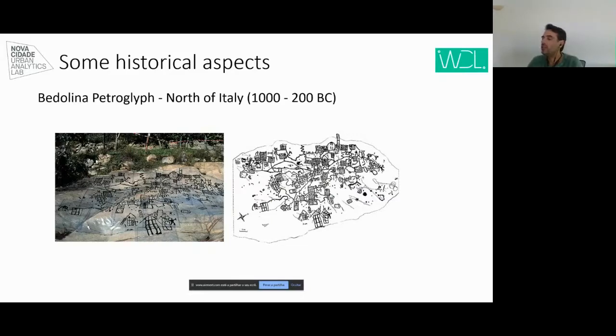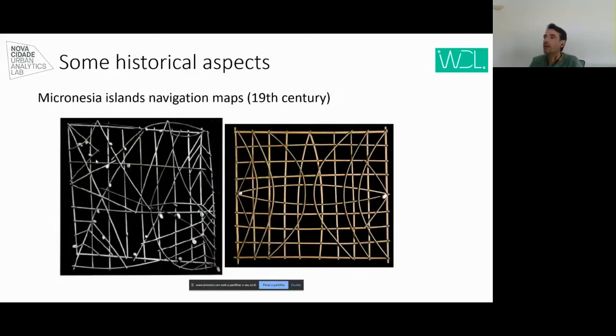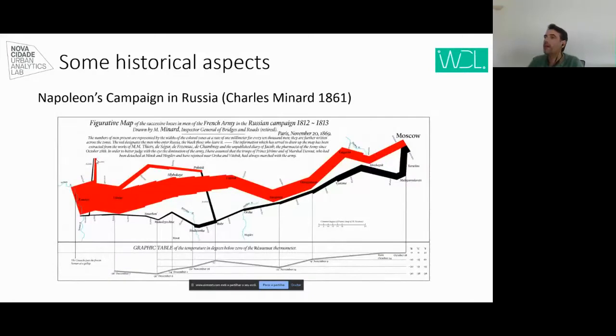Here is represented a village where we can see the roads and houses. Also in Micronesia, navigation maps from the 19th century. Here is a representation of Napoleon's campaign in Russia.